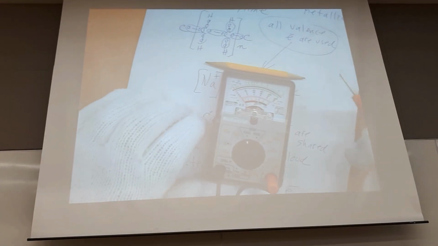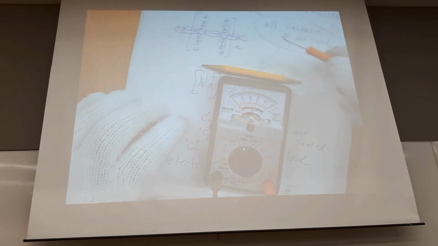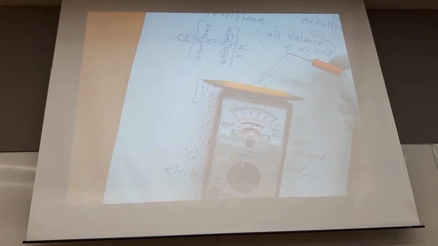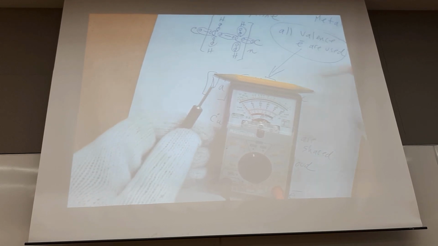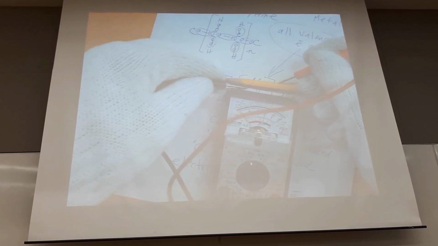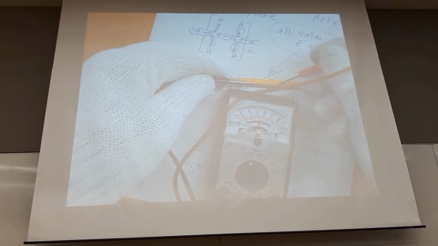Moving on here, let's have a look at paint. Paint is a plastic. When you paint the wall, you're basically putting a plastic on that wall. And let's see if paint will conduct electricity. And the answer is no.